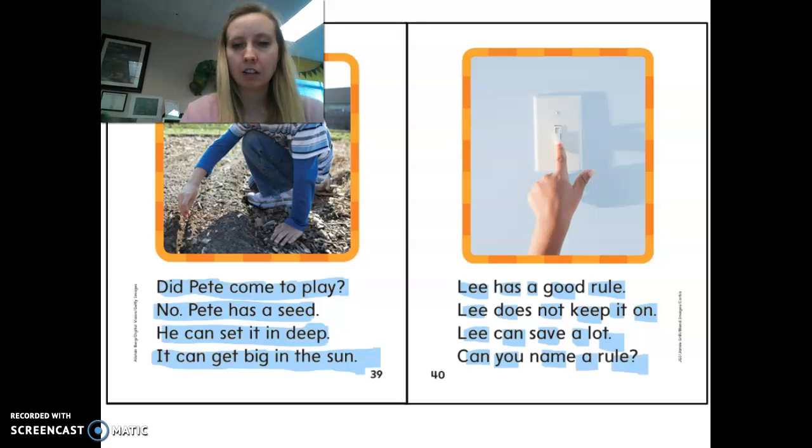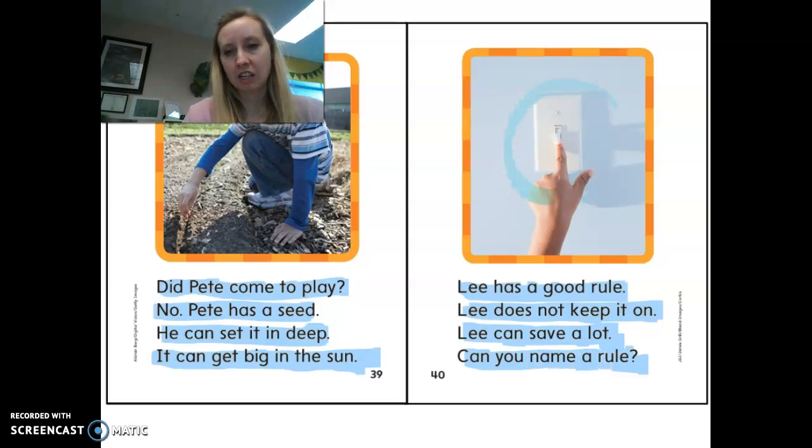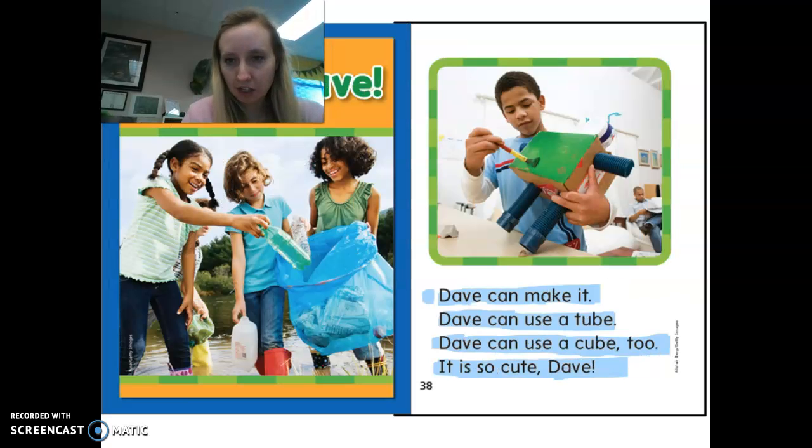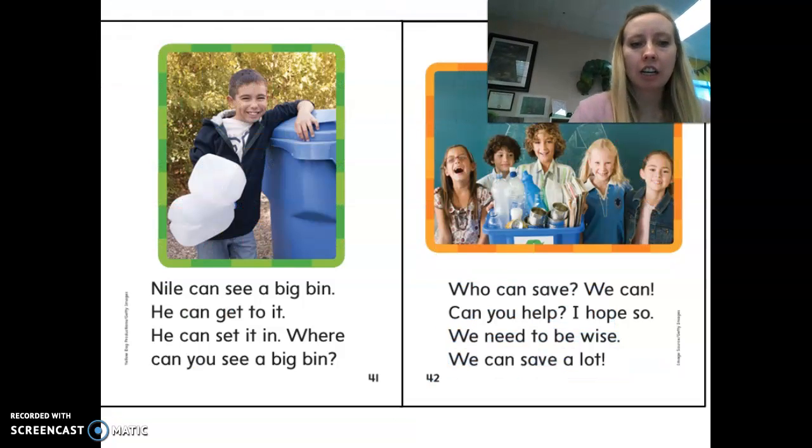Lee has a good rule. Lee does not keep it on. Lee can save a lot. Can you name a role? So what do you think he's saving there? Energy, right? So this little boy's planting something to help it grow. This child is turning off the lights, and then our friend up here is making a robot. It looked like that, at least. Okay, your turn. Ready? Begin.